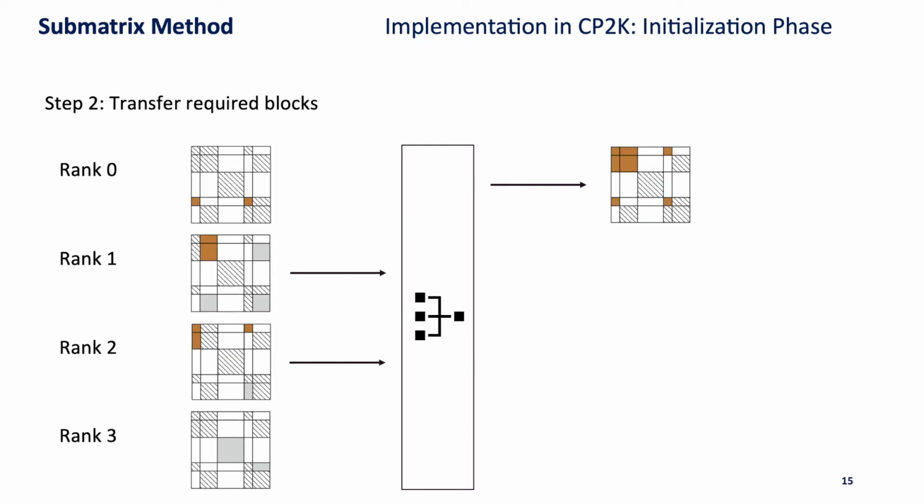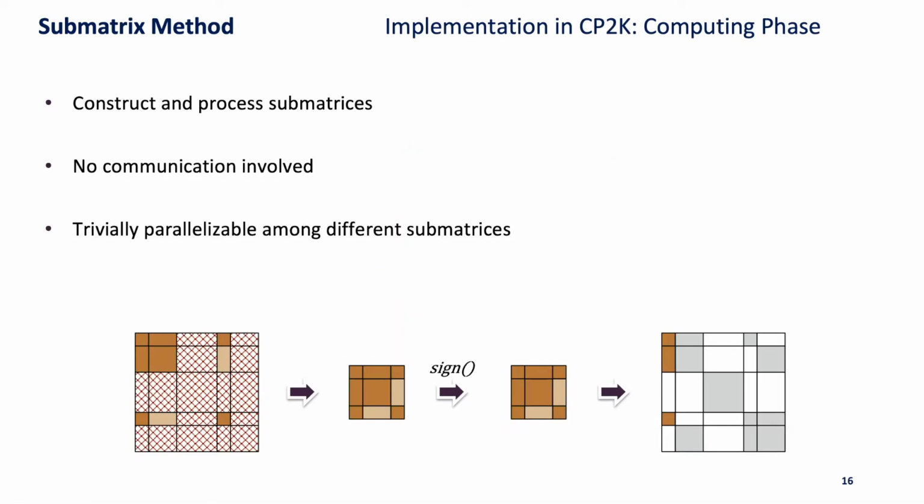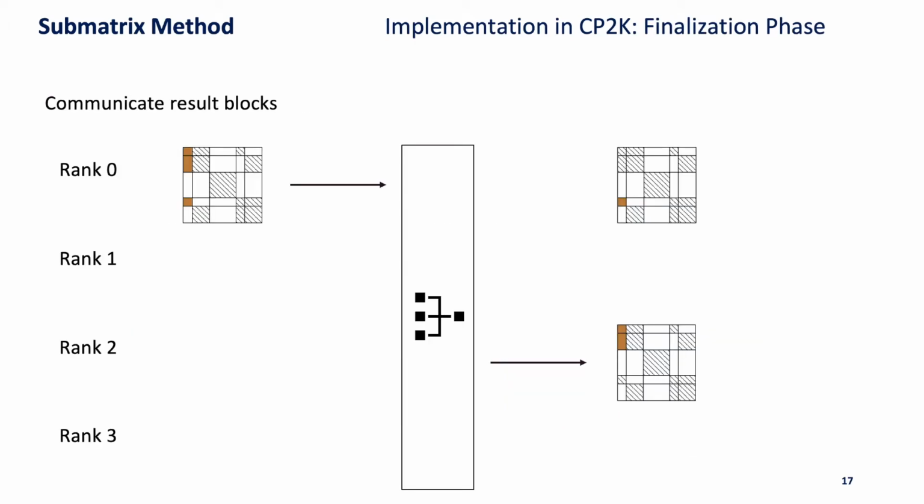As a second step, we actually transfer the required blocks. So taking the example from before, rank 0 needs these blocks from rank 1 and these blocks from rank 2, so they are transferred to rank 0. Then there's the main computing phase where, in this case, rank 0 can construct its first submatrix, process it, and basically generate the first result column. And then in the end, we need a finalization phase where we communicate back the result blocks to the ranks that are actually supposed to have them according to the DBCSR format.